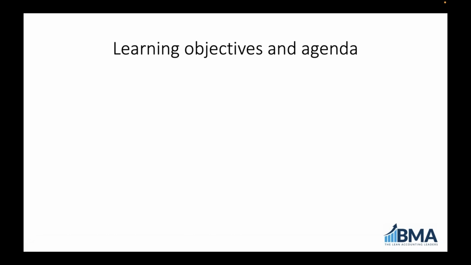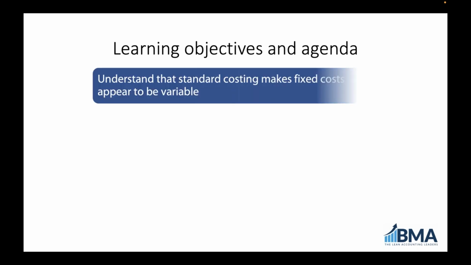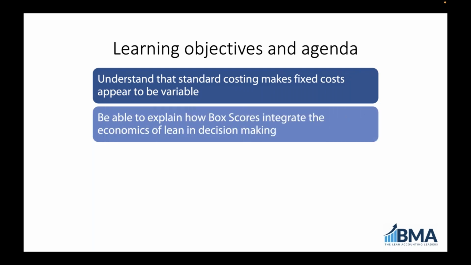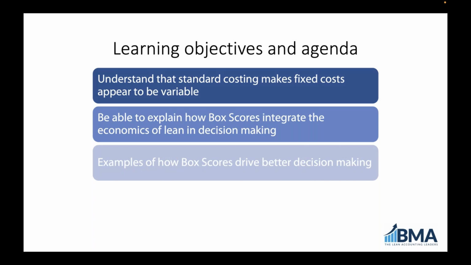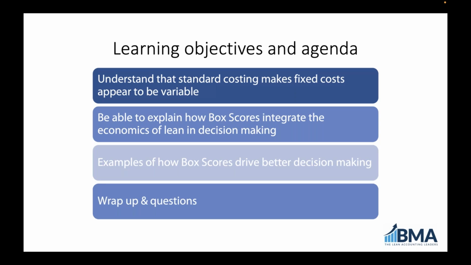What are the learning objectives today? Pretty simple and basic. One is to study standard costing for a few minutes and understand how it makes fixed costs appear to be variable. That's one of the drawbacks of standard costing, especially when it comes to making financial decisions. You should be able to explain how box scores integrate the economics of lean into the decision-making process. I'm going to show you some examples. We're going to compare and contrast a particular analysis using standard costing and then using lean accounting, and you'll see the differences there. Then we'll do some wrap up and some questions.